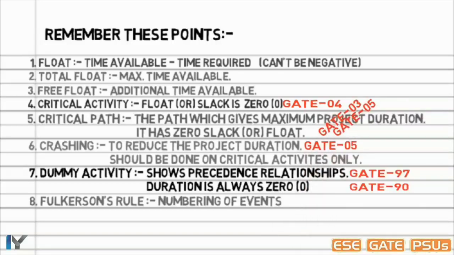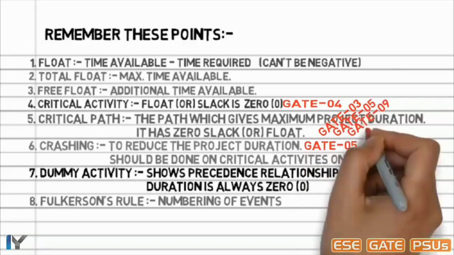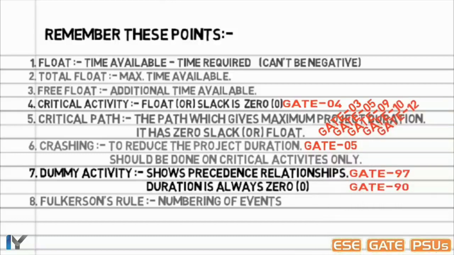In GATE 2005, a simple numerical was there on crashing of a project having only 3 activities. In GATE 2003, 2005, 2009, 2010, 2012, 2015 and in 2017 also, a common question asked, what is the maximum duration of the project? All we have to do in this type of question is first drawing the network diagram, then finding the critical path to get the maximum duration of the project. I think this is the basic and most commonly asked question from this topic.